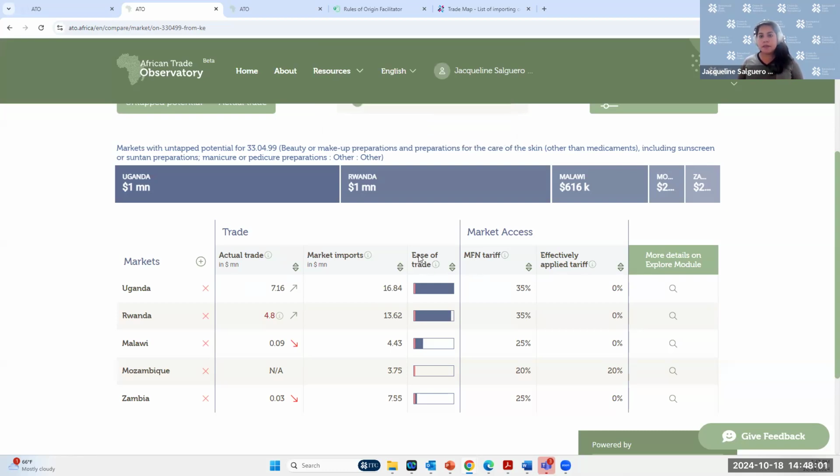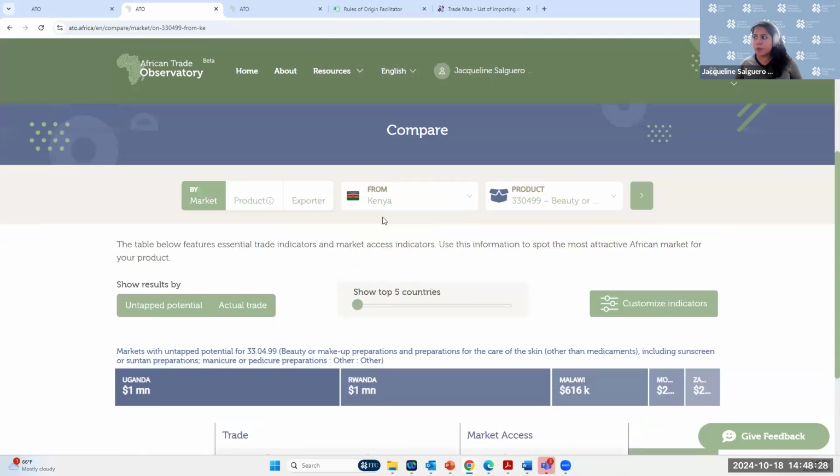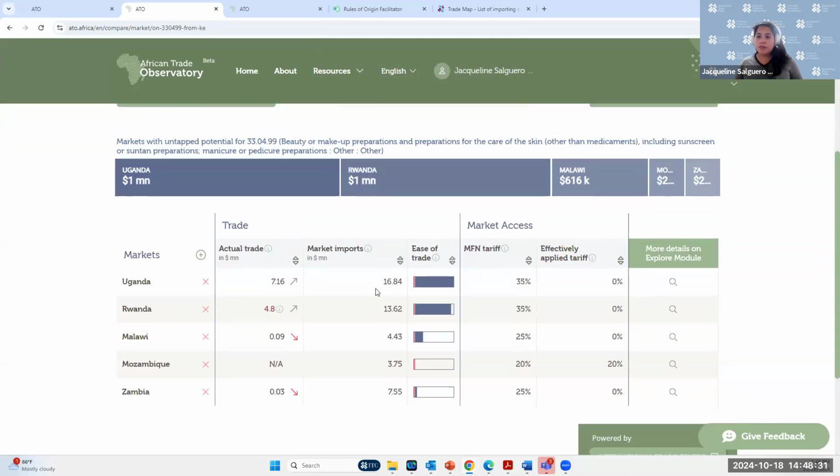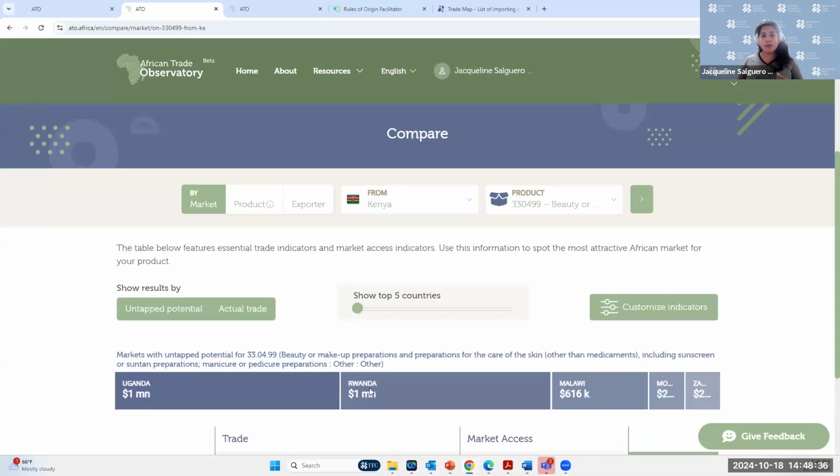Then you have the ease of trade, which will tell us, based on the trading information, how much you are trading with these countries, and which products have been traded in the last, let's say, 5 years. It will tell us how easy it is for these 2 countries to trade with each other. In this case, the bluer the bar is, the easier it will be for you to trade with this country. So it will be easier for a Kenyan producer to trade with Uganda or Rwanda than perhaps with Zambia. That's based on the trading relationship, how much we have been trading products with each other.